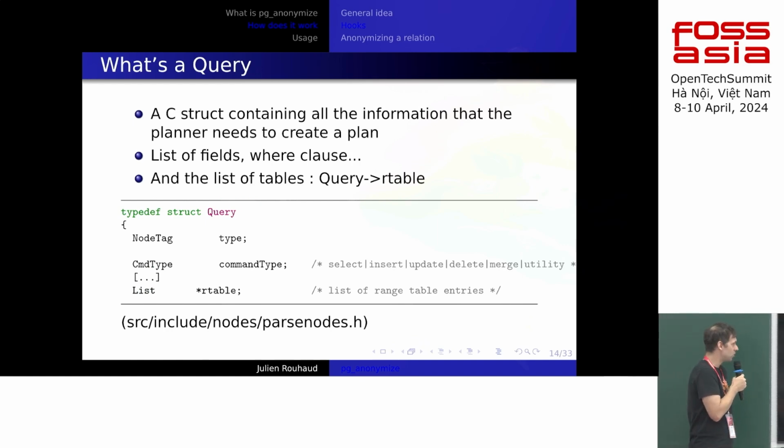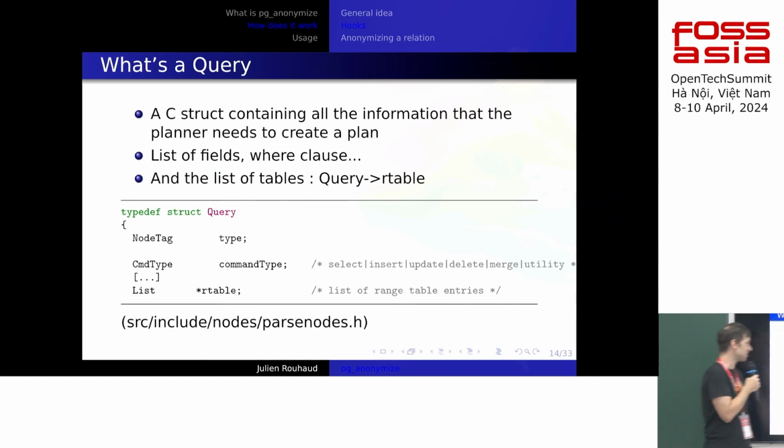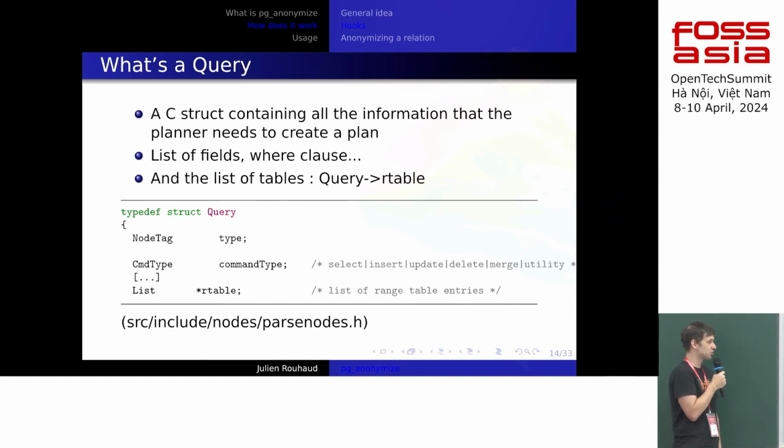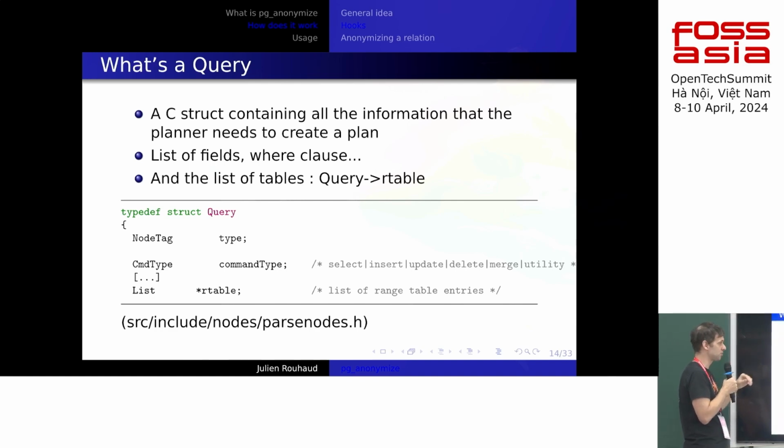So now, what exactly is inside a query? It's defined in parsenodes.h. It's a simple C structure that contains all the information the planner will need to create the plan. It has a lot of fields. You have, for instance, the select part of a select statement, all the columns, and the qualifiers, which are the where clauses and the join clauses. You will also have, which is interesting for us, the list of tables, which is stored in the rtable field.